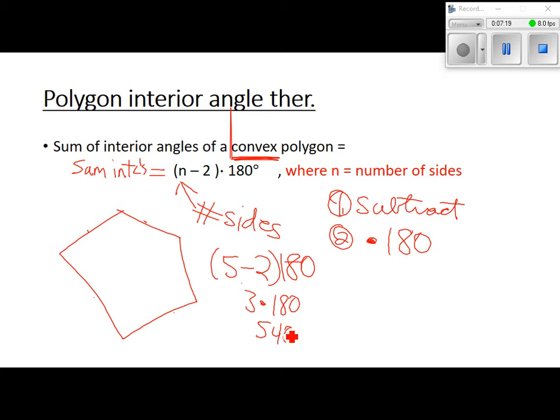And hopefully after doing it a couple times, you know that every pentagon in the world, all 5 of these interior angles, have to add up to 540 degrees, no matter what that pentagon looks like. And then say for a hexagon, octagon, and so on.